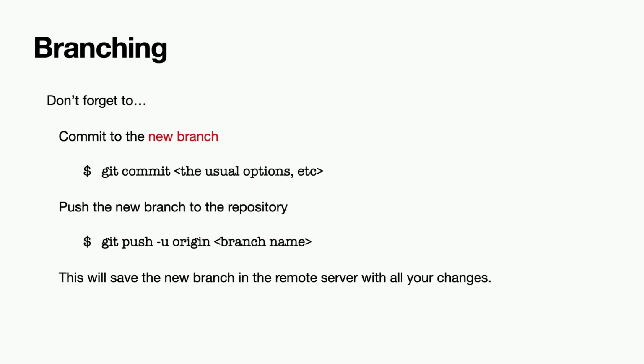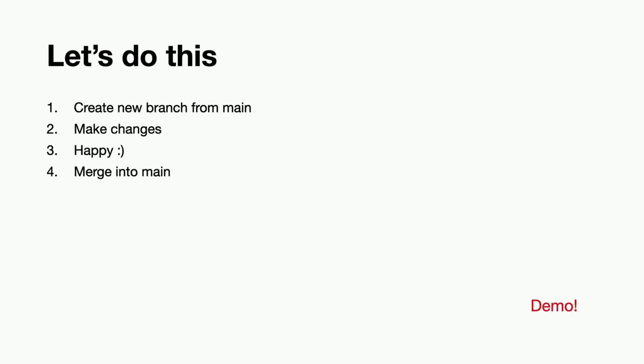It is important at this point to state which branch you want to push your changes to. So when you use the git push command, you should say -u origin and the branch name. This will save the new branch in the remote server with all your changes. Okay, and let's try this. Create a new branch from main, make the changes, and when we are happy, we merge it into the main.